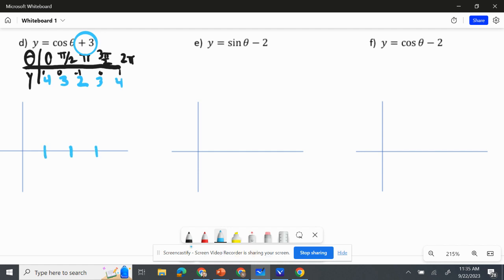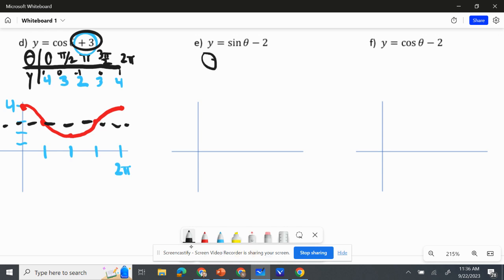So when we graph this, we're going up to 4. So we have 0, 4, 3, 2, back to 3, and then 4. So if we're looking at this curve, notice where is our midline? Our midline is at 3. And the reason that it's at 3 is because we're adding 3 to each of the cosine values.